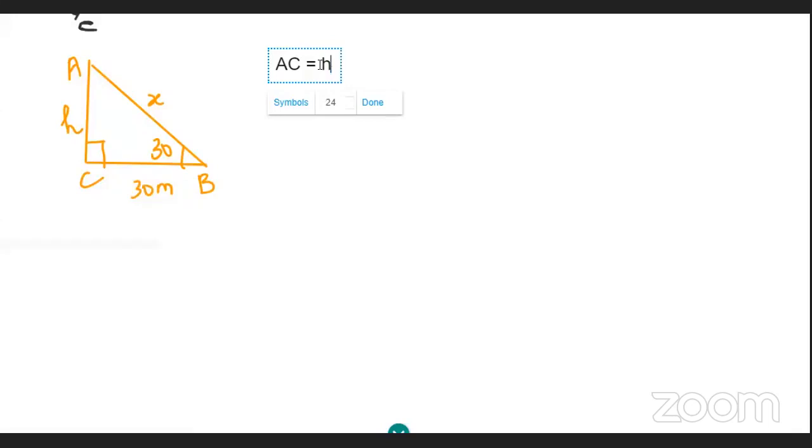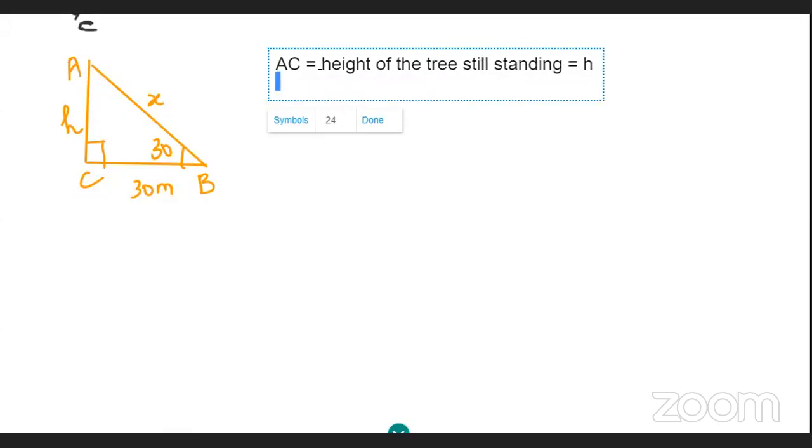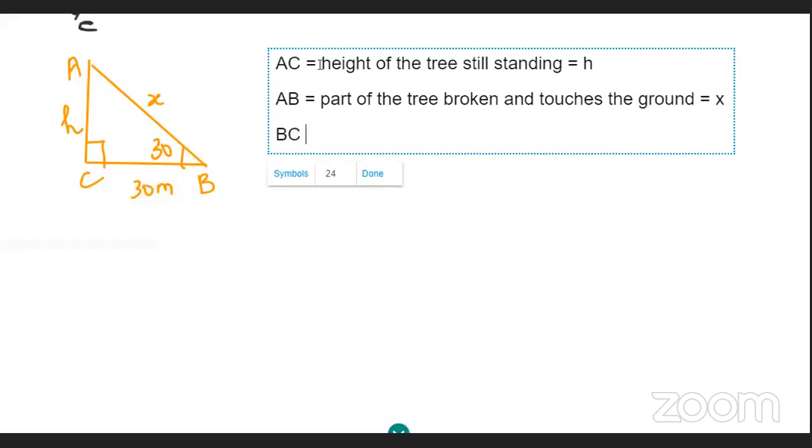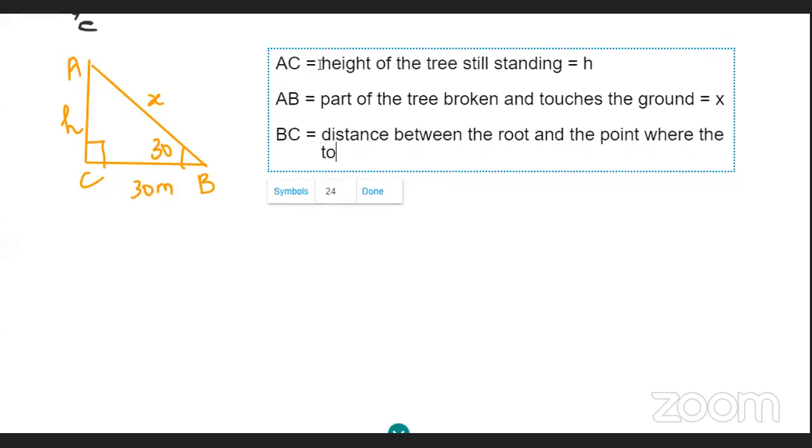AC is the height of the tree still standing, that is H. AB is the part of the tree broken and touching the ground, which is X. BC is the distance between the root and the point where the top touches the ground, which is 30 meter.